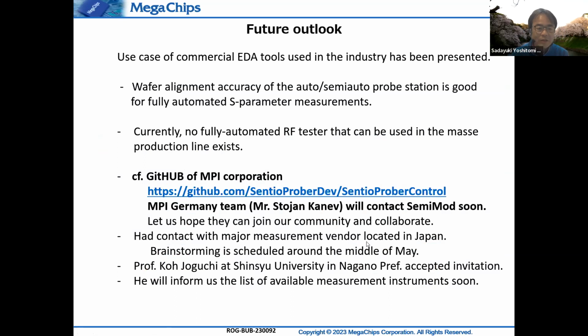Okay, this is a summary of my talk. And I have some information on my outreach. I had a meeting with MPI Corporation people. I explained to the MPI Corporation team in Japan, and the Japan team contacted the MPI team in Germany. And this Mr. Stoan Kanef is a contact person of the MPI team in Germany. And he said that he will contact the semi-model team soon.